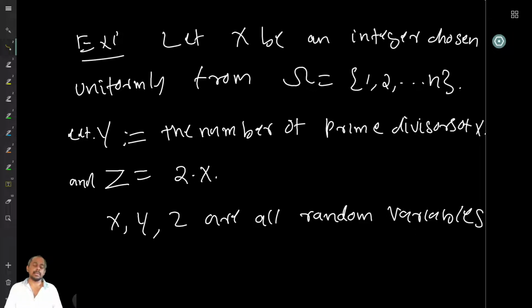Basically because x is an integer chosen from 1 to n, they are real numbers, so therefore x can be a random variable itself, right? Then y is basically the number of prime divisors. It's again defined over omega, which again happens to be a random variable. And then 2 times x is also a random variable, right? So these are examples of random variables.